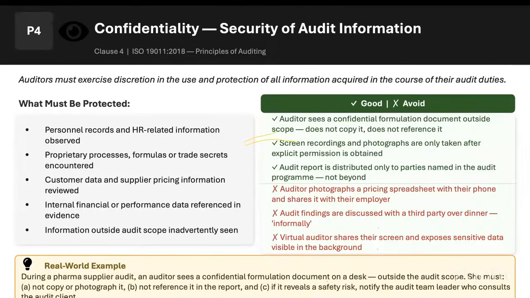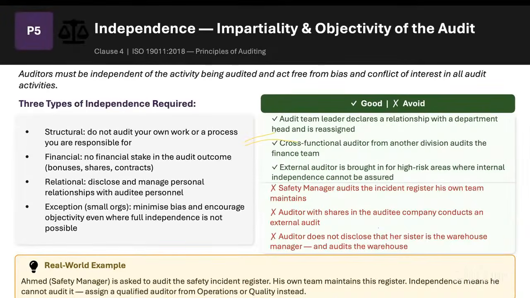So we move on to independence. Independence is the impartiality and objectivity of the audit. The auditor must be independent of the activity being audited and act free from bias and conflict of interest in all audit activities. The auditor must be independent of the activity that is being audited and act free from bias.